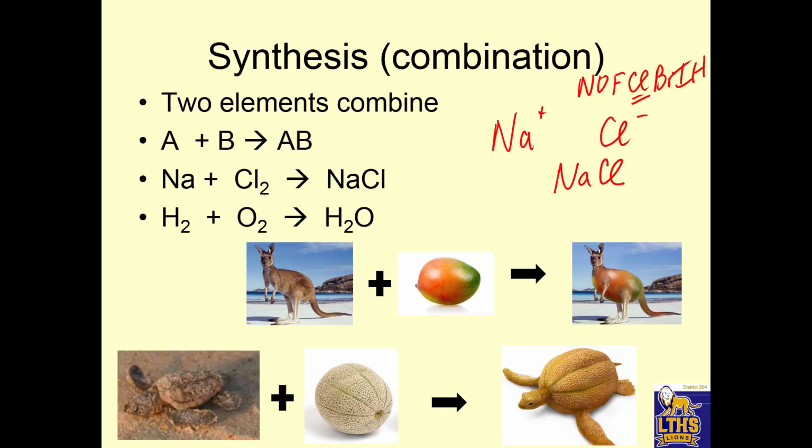So some other examples I came up with are kangaroo plus a mango definitely gives you a mangaroo. A turtle plus a cantaloupe gives you a turtleope, of course. Okay, it's just synthesis. It's two things combined to make one.